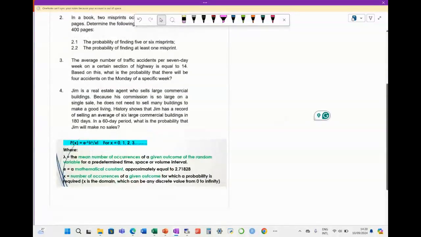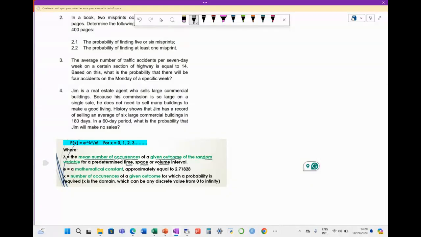Okay, right. How do we apply this Poisson distribution or formula? So this upside down looking Y is the mean number. And we know mean is the average. So the average number of occurrences of a given outcome of a random variable, that being X, for a predetermined time, space, or volume interval. Okay, predetermined.